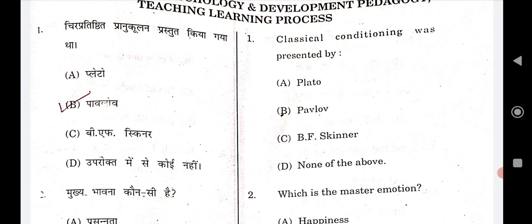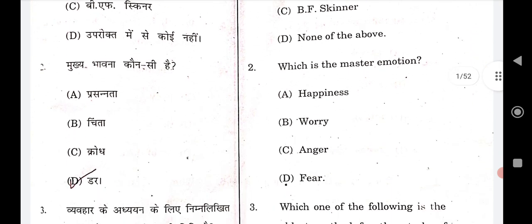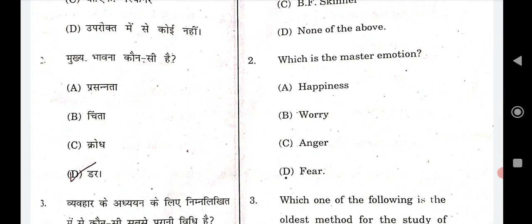So the first question is: classical conditioning was presented by? The correct answer is Pavlov. Next question: which is the master emotion? The correct answer is fear, डर, that is D. यहाँ पर जो हिंदी में मैंने करेक्ट किए हैं ऑप्शंस, those are the correct ones, right.